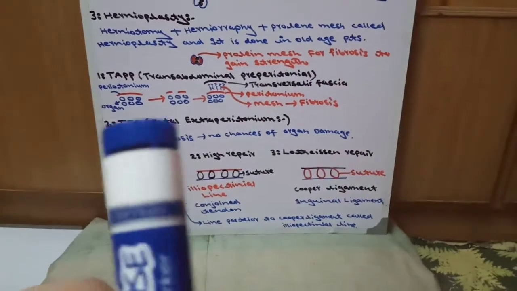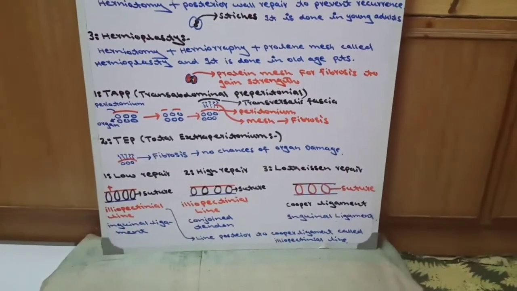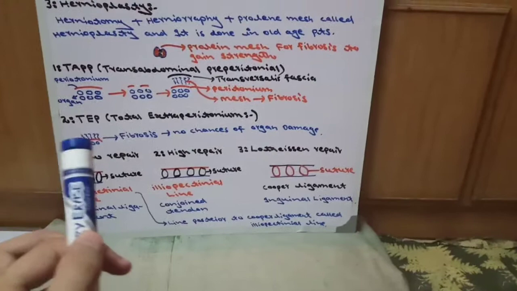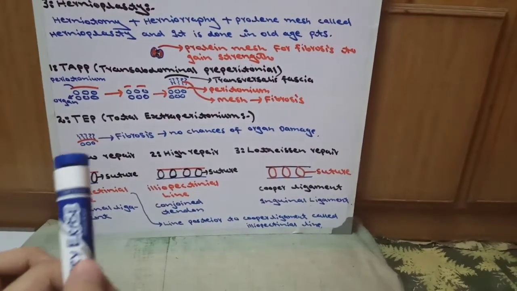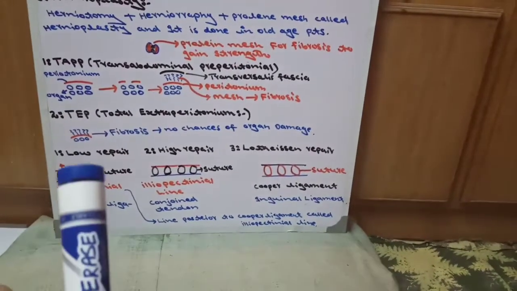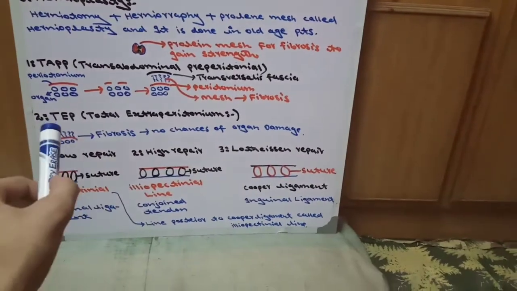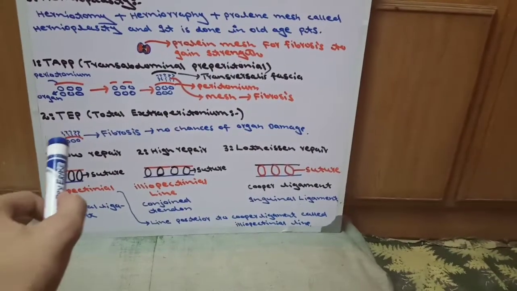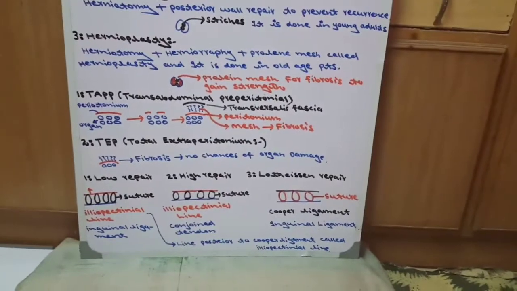TEP means total extra peritoneum. Total extra peritoneum means outside the peritoneum. Here the red again shows the peritoneum, but here we do not cut the peritoneum. We cut the abdominal wall to reach the peritoneum, and without cutting the peritoneum we place the Prolene mesh, which is shown in blue. We place the Prolene mesh above the peritoneum to gain the fibrosis. This is the total extra peritoneum.